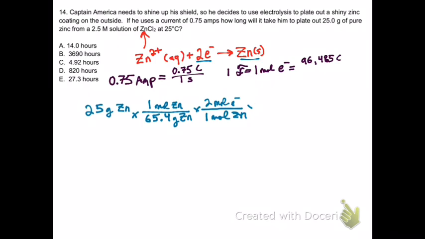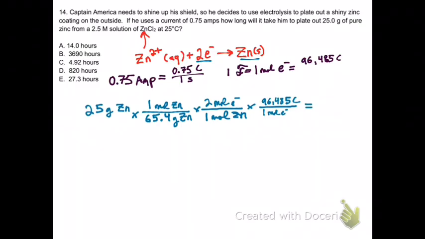And then I always like to use coulombs as a kind of a break point in these, because generally speaking, coulombs will oftentimes be a central figure. So for every 1 mole of electrons, we have 96,485 coulombs worth of charge. So I'm going to calculate that.